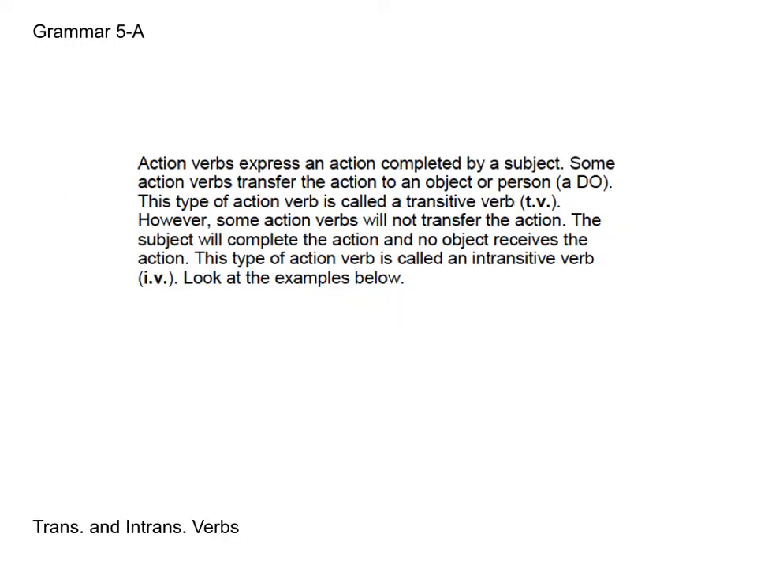First, we're going to go over what is a transitive verb. We use the acronym TV for it in this booklet. So a transitive verb is an action verb that transfers the action completed by the subject to an object or a person. We label this object or person a DO or direct object. So we've already worked with these a lot.